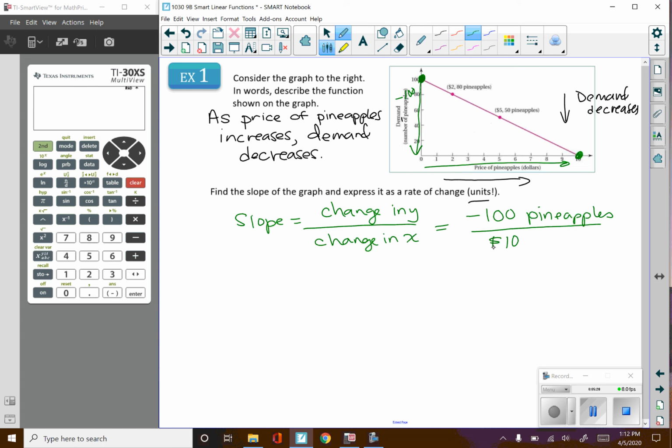So if we simplify that, negative 100 divided by 10, you can probably do this one in your head, but I'm going to type it in because sometimes you'll need to. That's negative 10 pineapples per dollar. And so that's the rate of change of our function.